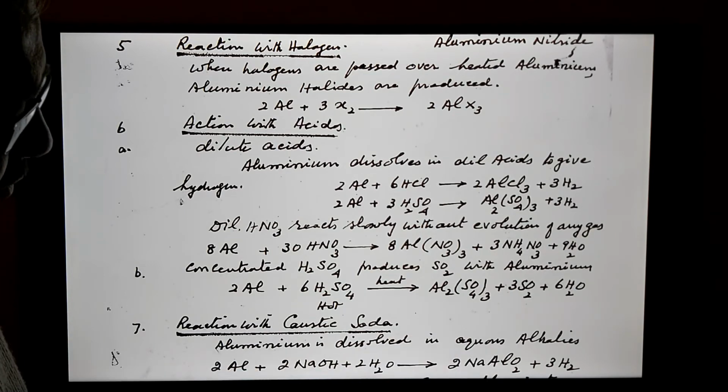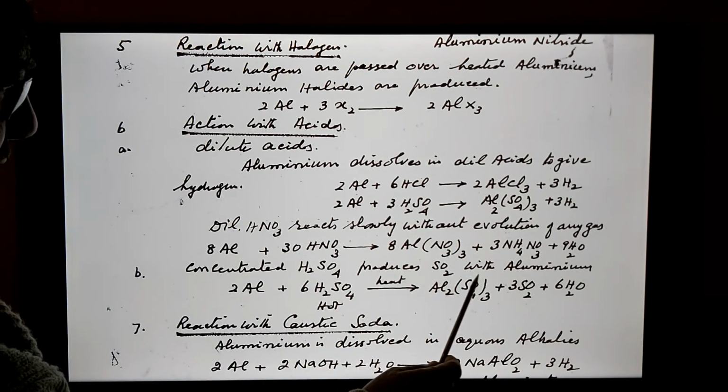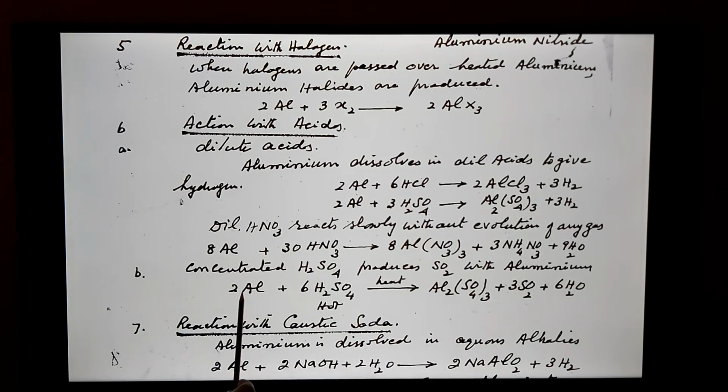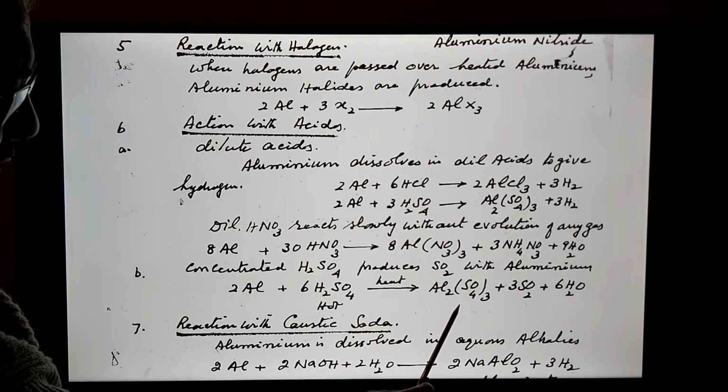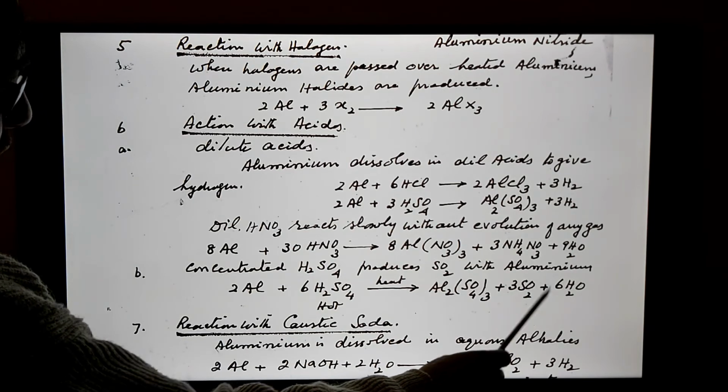Now, after dilute acids, concentrated acids. Concentrated sulfuric acid produces sulfur dioxide with aluminium. Aluminium plus concentrated sulfuric acid in hot state gives aluminium sulfate and sulfur dioxide plus 6 water.